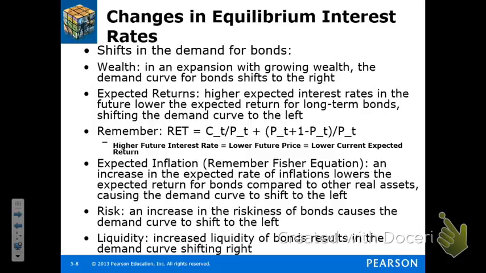So if we think about the equilibrium, let's just have one model and talk about it in that sense. So first of all, when we have an increase in wealth, it is going to shift the demand for bonds to the right, meaning people have more money. If they have more income, they would like to buy more bonds.